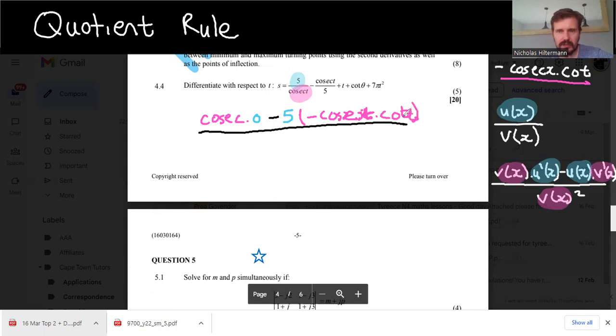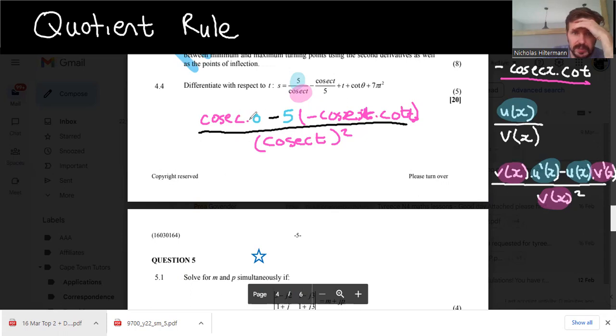So this will be cosec t squared. Now I can write this as cosec squared t. This means the same thing. It's easier to write it like this though, because I can see that things are going to cancel.